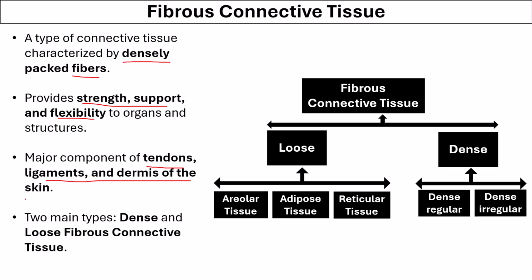They are further of two types: dense connective tissue and loose connective tissue. As the name suggests, you would have a very loose arrangement of fibers in loose connective tissue and a denser or tightly packed arrangement of fibers in dense connective tissue. Loose connective tissue is further of three types: areolar, adipose, and reticular. And dense connective tissue is then of two types: regular or irregular.